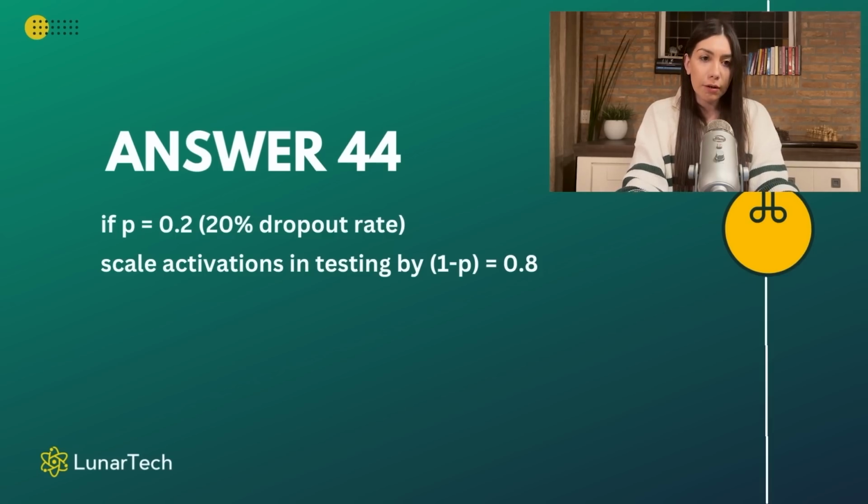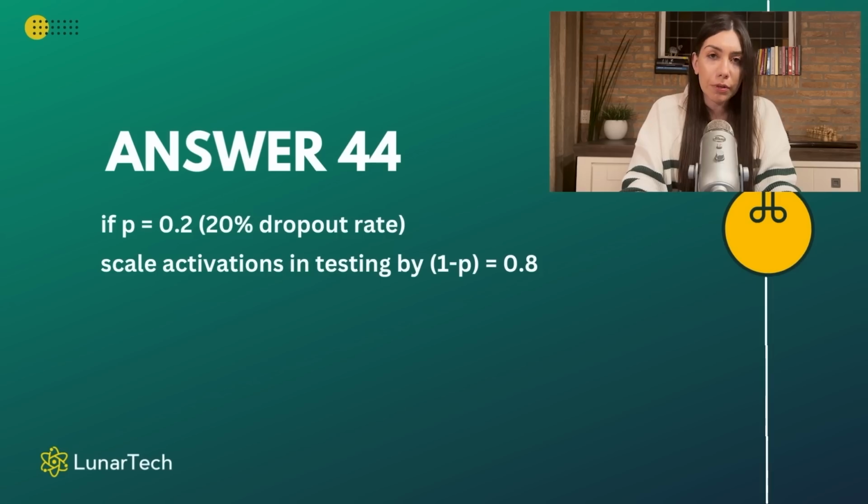So just as an example, if the dropout rate is 20%, so 0.2, this means that during the training process, the neurons have 80% probability of being activated and 20% chance of not being activated. It means that during the testing, we need to scale the activations by using 0.8, so 1 minus p.